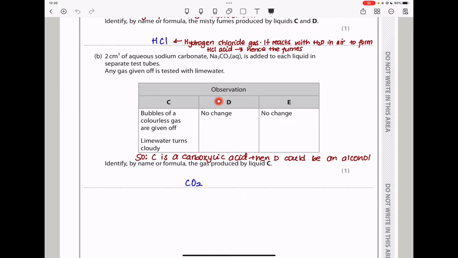But we see with D there is no observable change when sodium carbonate is added, yet we observe from above that D had OH group. So because D has an OH group that is not a carboxylic acid, it should therefore be an alcohol. With E, there is no observable change, of course, as well. So here they say identify by name or formula the gas produced by liquid C. That gas is carbon dioxide.